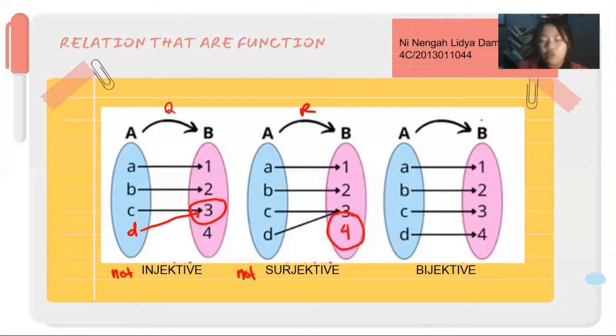And then we move to the third one, the bijective function. So bijective function is a combination of injective function and surjective function. It means this relation maps every member of set A to exactly one member of set B, but in this case, every member of set B must not have more than one pair in set A, and all the members of set B must have a pair in set A. Just like in this picture.